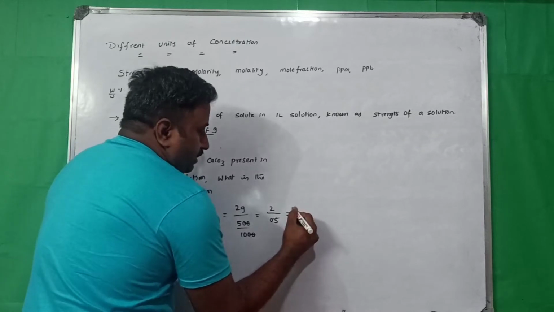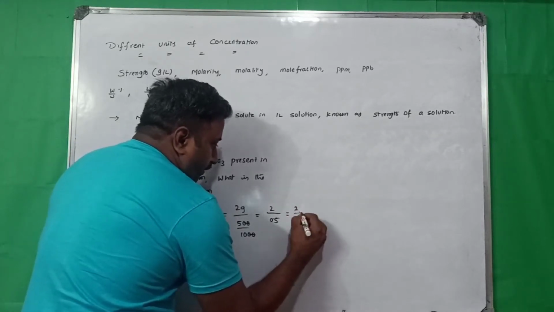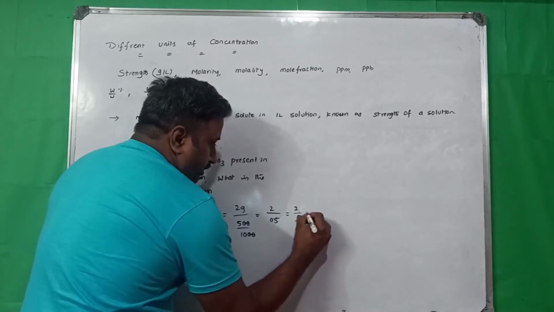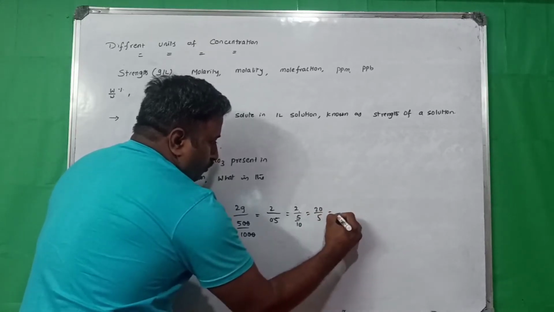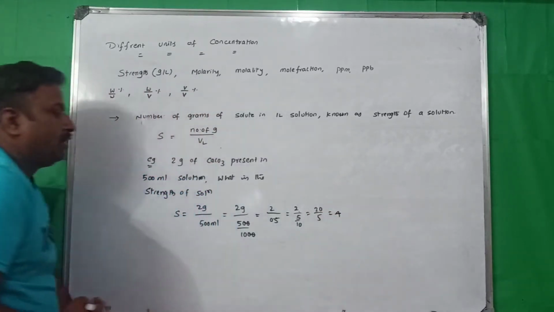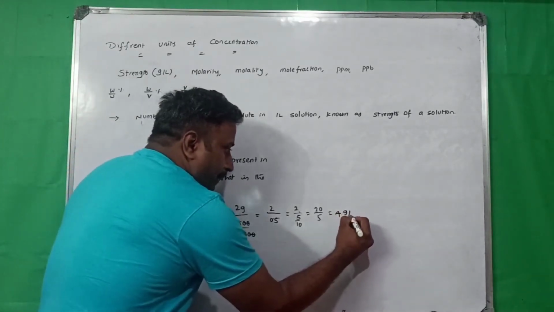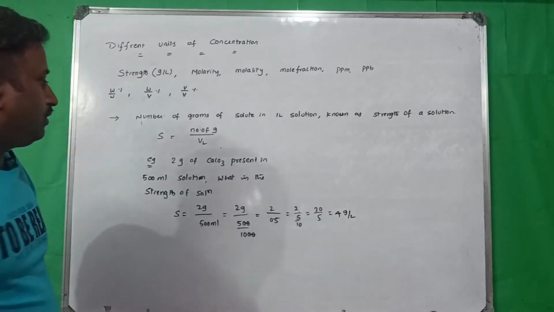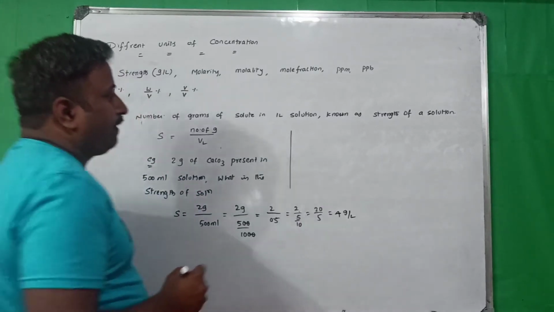It can be written as 2 upon 5 upon 10, which is nothing but 20 upon 5, that is 4. Now the strength of the solution is 4 gram per liter. For 1 liter we have 4 grams of solute. So let us solve one more example.